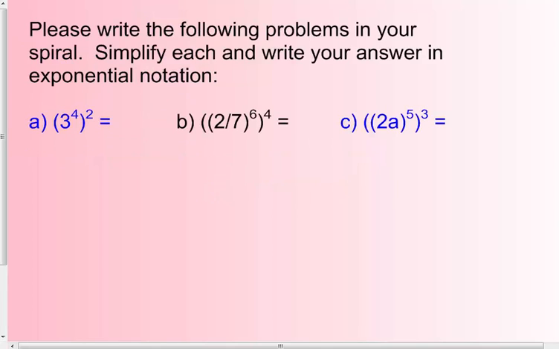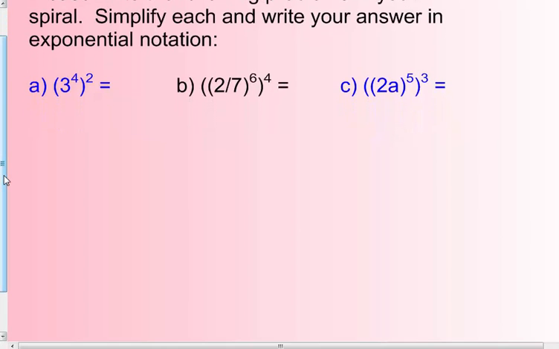Please write the following problems in your spiral, and we're going to work on them together. Simplify each and write your answer in exponential notation. So that's the direction that we have to follow. So our base in letter A is 3. Keep the base, multiply the exponents. 4 times 2 would be 8. Letter B, 2 to the 7th is my base, and it's in a parenthesis. You can see this parenthesis here. So I'm going to keep the same format as the original expression. Always a good idea to do that. 2 to the 7th, put it in parentheses, and my exponents, 6 times 4, would give me 24. So 2 to the 7th to the 6th raised to the 4th power would be 2 to the 7th to the 24th power.